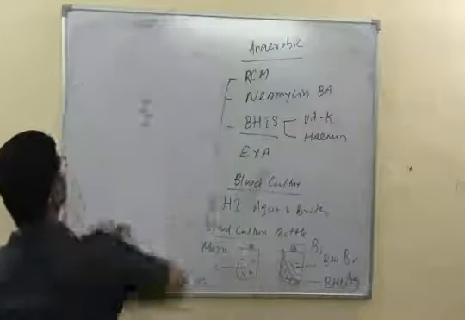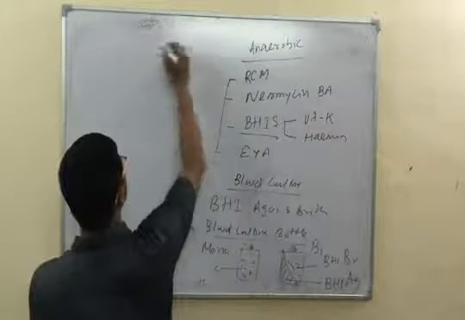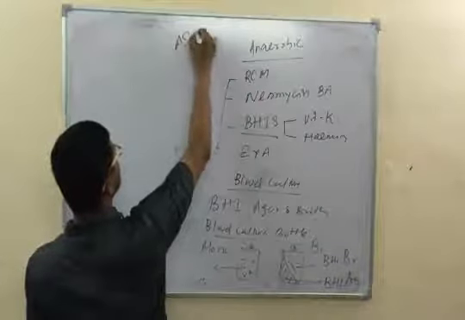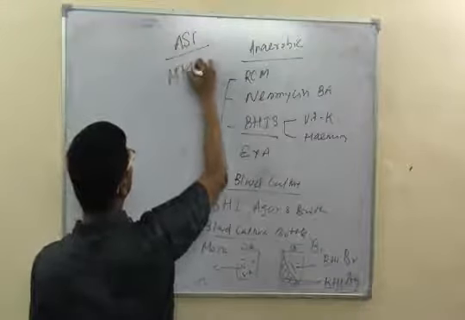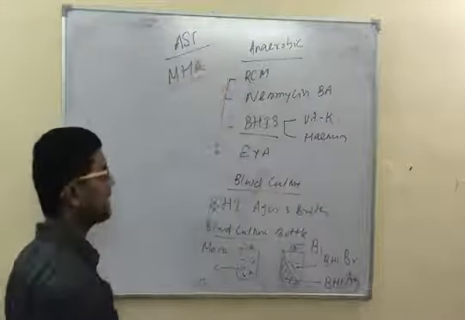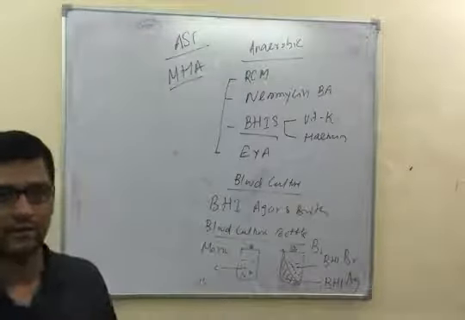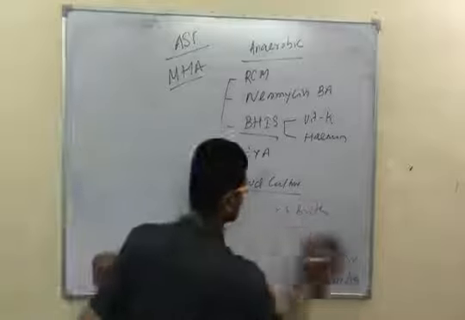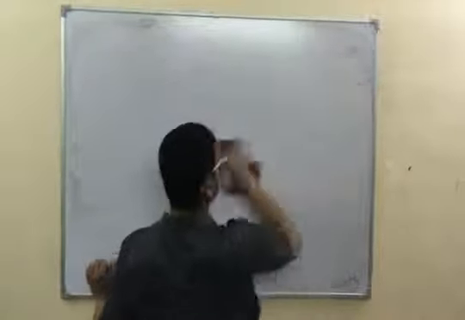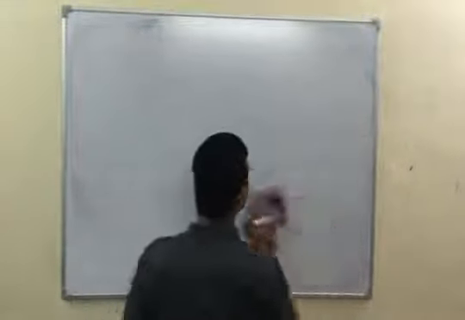The media used for antibiotic susceptibility test. For antibiotic susceptibility test, Mueller-Hinton agar is used, MH. Okay, so these are the various culture media. Now I will tell you the methods to create anaerobiosis.